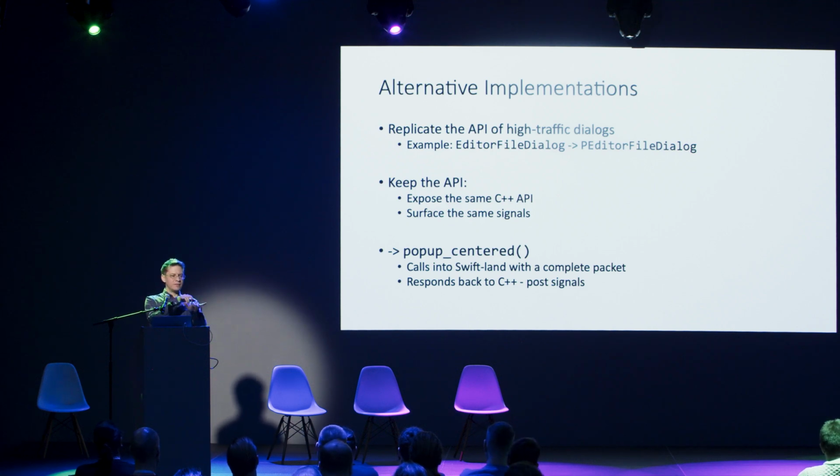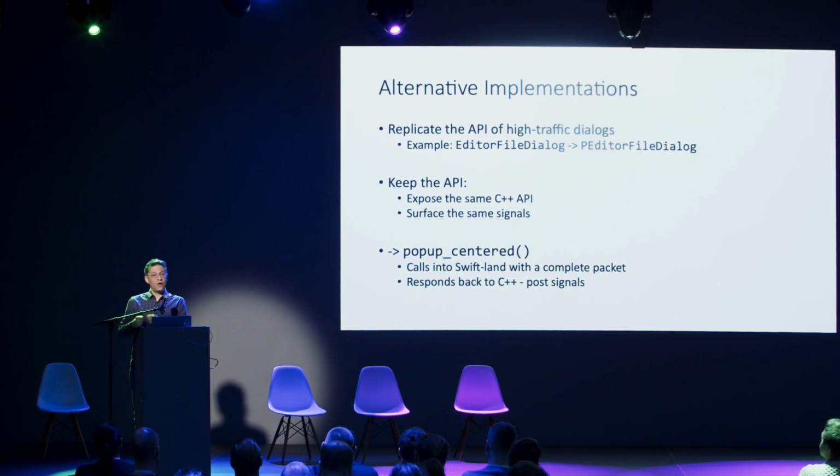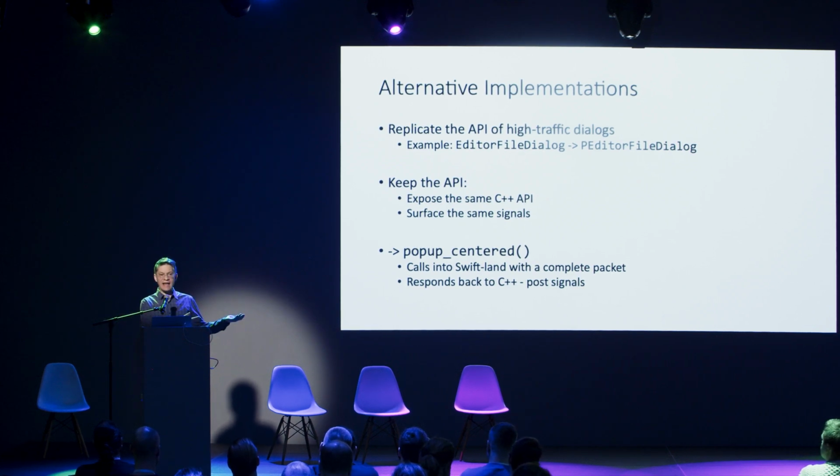So what I do is for example, in this particular case is editor file dialog. I created a proxy editor file dialog, right, that is an empty class, and all it does is all the settings that you poke at this thing, when you say, hey, show the dialog, instead I send a packet to Swift and I say, hey, please display this with the native version, right? So I am going through all of these high traffic dialogues and replacing them so that instead of calling the Godot version, it calls the SwiftUI version.